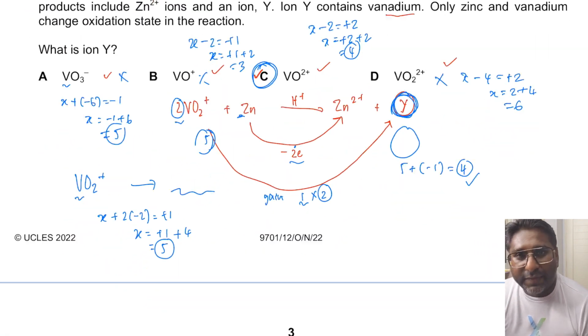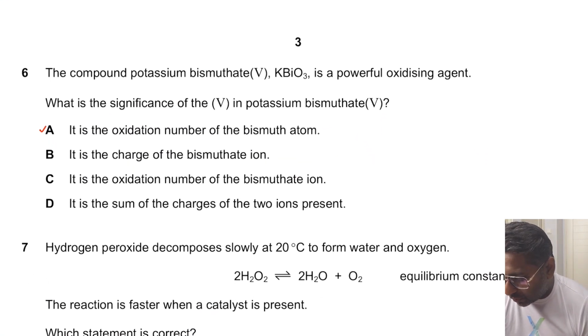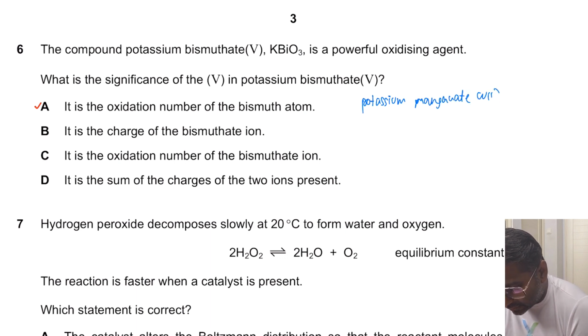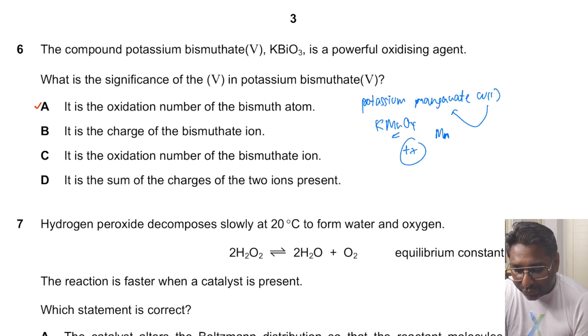Okay, next, number 6. The compound potassium bismutate is a powerful oxidizing agent. What is the significance of V or 5 in potassium bismutate? Basically, if you have potassium manganate, we just say potassium manganate 7. Potassium manganate 7 tells us that the manganese atom in KMnO4 has an oxidation number of plus 7. So that is going to help us to identify.